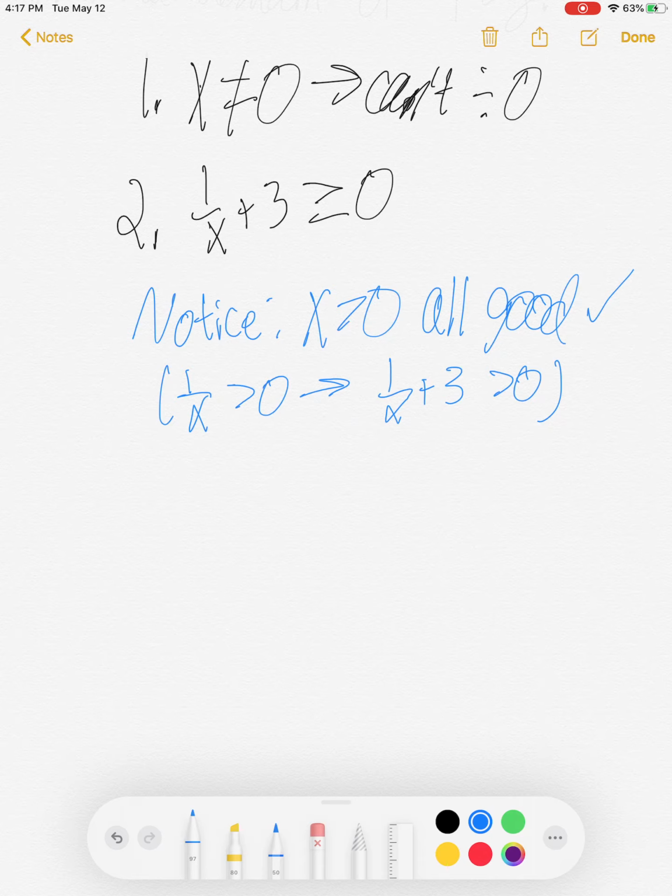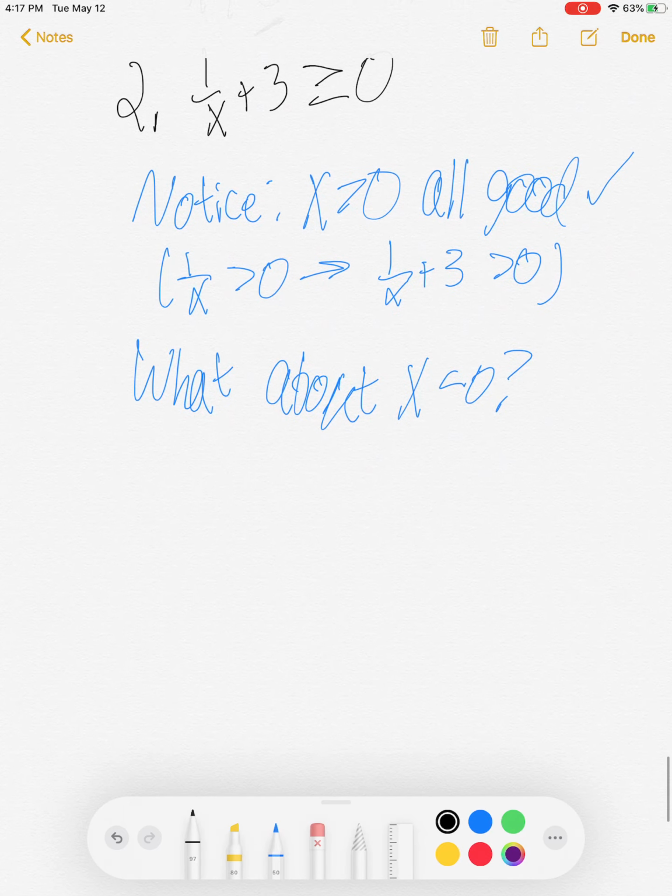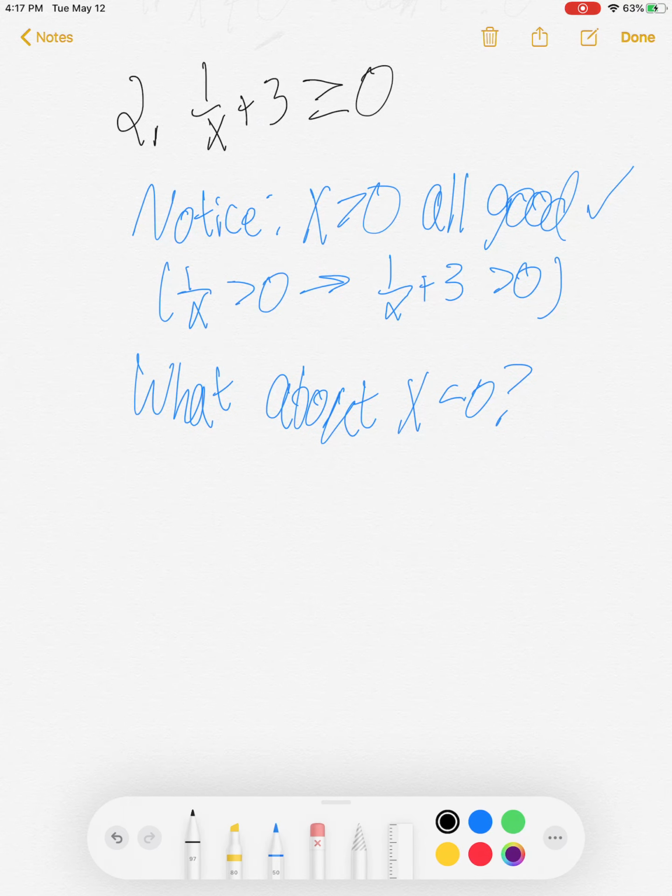So now the question is, what about the smaller x? What about x less than 0? Which ones of those can we put in our domain? We know that x equals 0, we already know we can't have that. So now we just need to figure out which ones that are smaller than 0 work. So 1 over x plus 3 greater than or equal to 0 is the same thing as 1 over x is greater than or equal to negative 3.